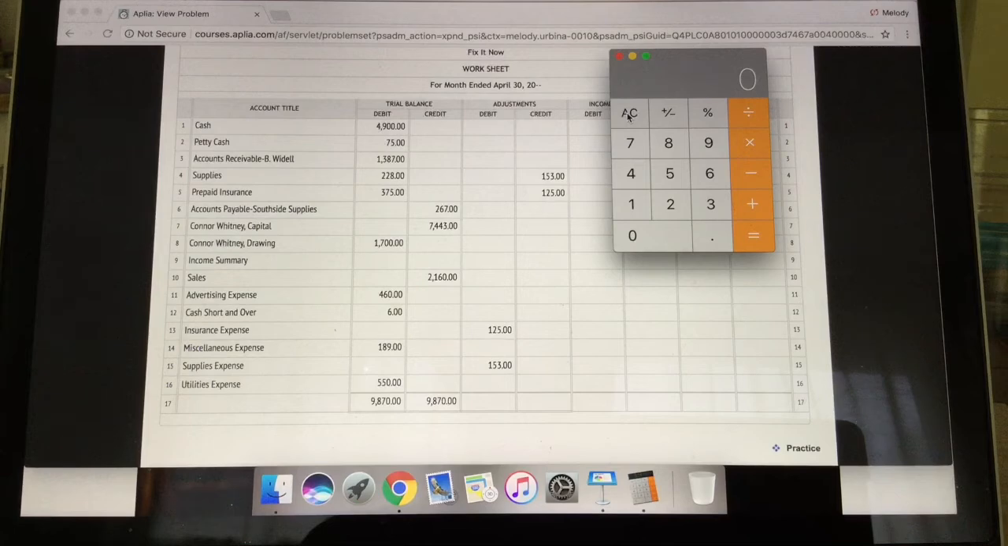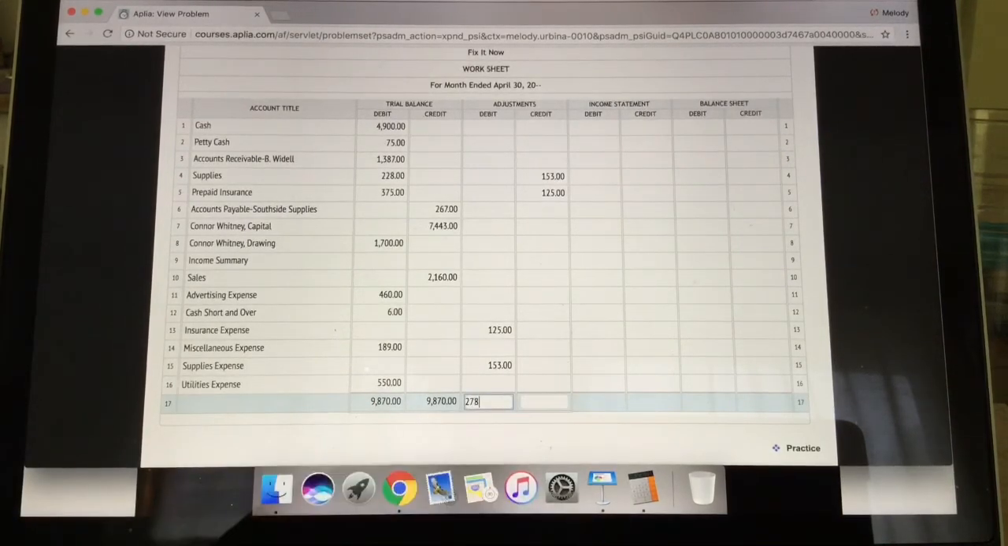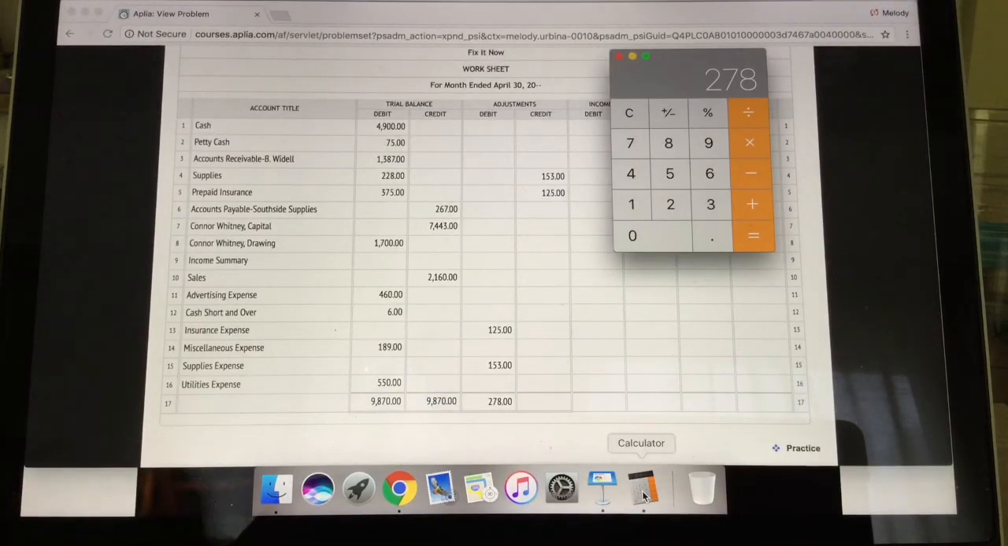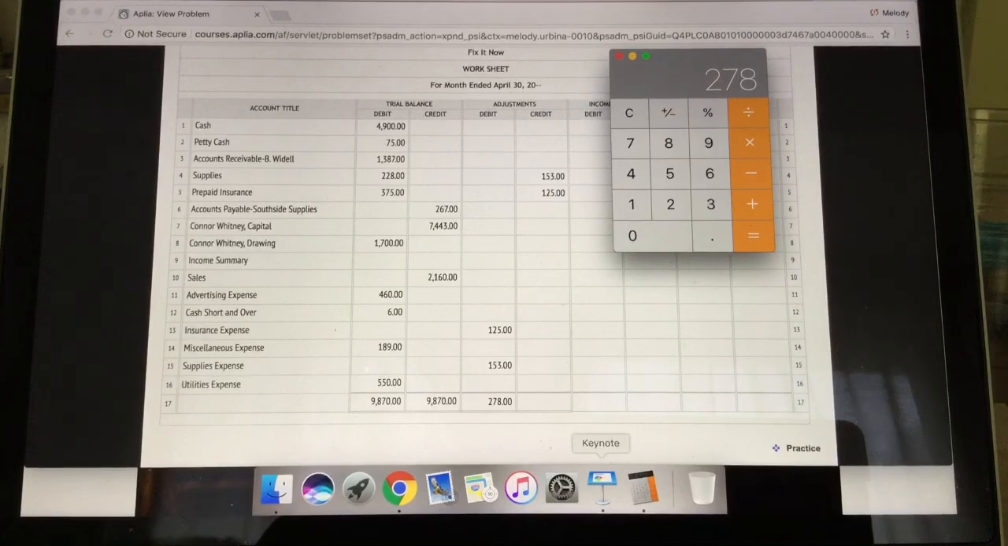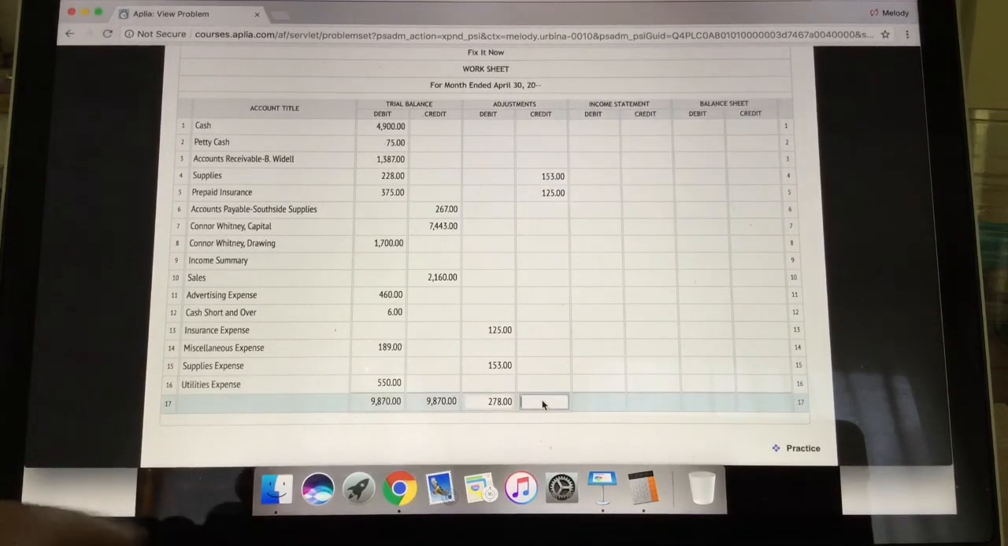When I'm done, the last step is to prove the worksheet for the adjustments. So what you're going to need to do is add up the debits and the credits. So for the debit side, it's 125 plus 153, which gives us a total of 278. And yes, you still have to add the credit side, even though you should get the same amount. So we should get 125 again plus 153 for a total of 278. So my debits equal my credits, and I have proven the worksheet adjustment.